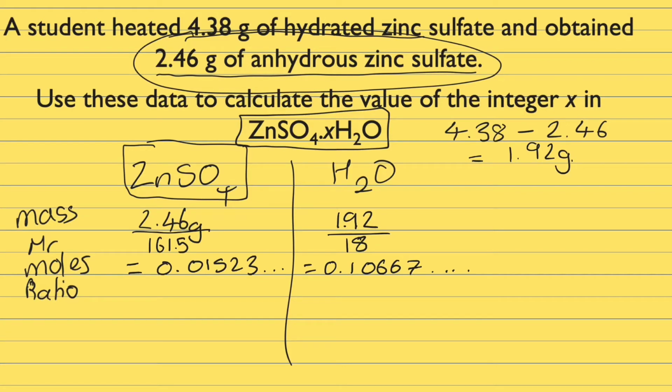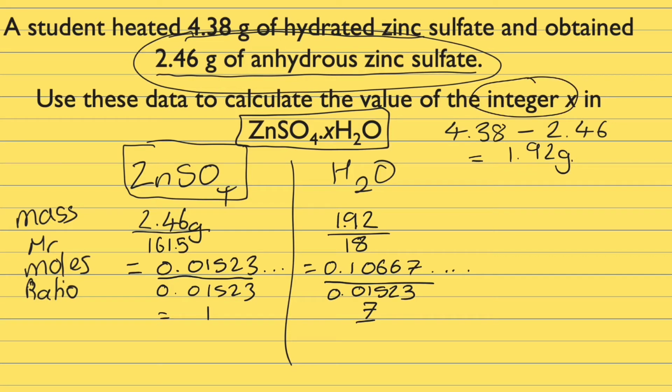The ratio, just like an empirical formula, we divide by the smallest. Well, the zinc sulfate is the smallest number of moles, which is 0.01523, which equals 1. And then we divide this by 0.01523, which equals 7. So the answer is 7. It needs to be an integer, so that means a whole number. So x equals 7. Okay?